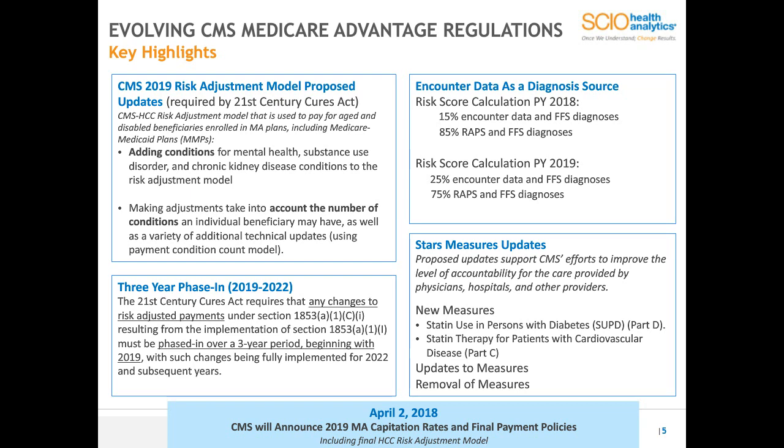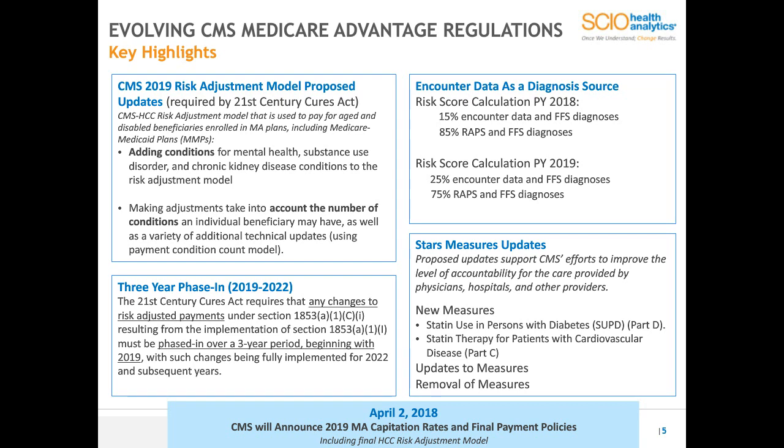As it relates to STARS measures, again, some changes to the STARS measures. We're seeing statin use in persons with diabetes and statin therapy for patients with cardiovascular disease as new measures. There are certainly always updates and removals to those, but I'm highlighting those two areas as notable. And I think finally, the 3-year phase-in. All of these different activities now must be phased in over a 3-year period beginning with 2019. So any changes that are underway need to be fully implemented for 2022 and subsequent years. And so again, lots of activity to make sure all these things are ticked and tied within organizations, but being mindful that this is a continually iterative landscape for all of us who play in it. And just, of course, April 2nd of 2018 to highlight will be the new capitation rules and final payment policy announcements that are coming forward.